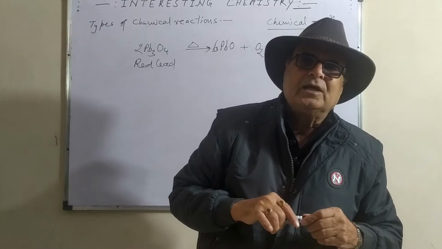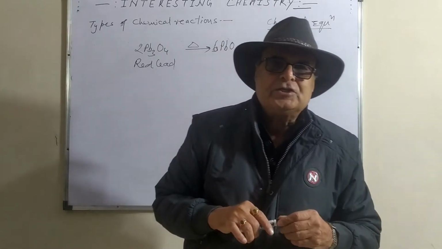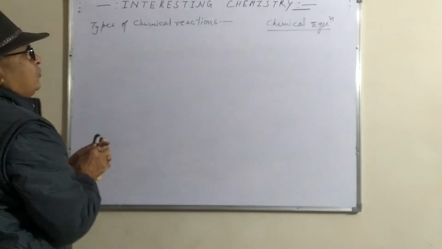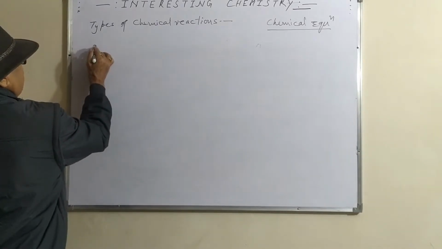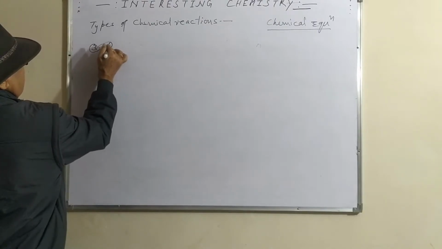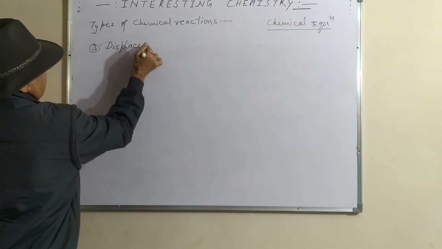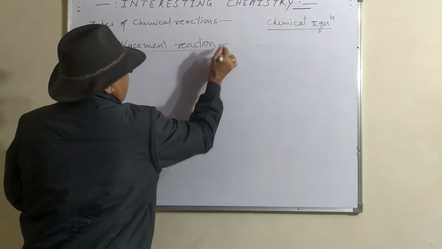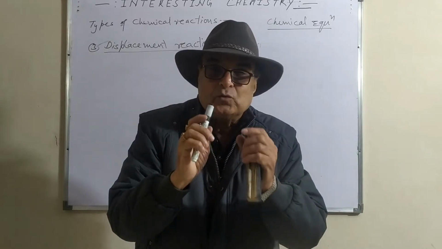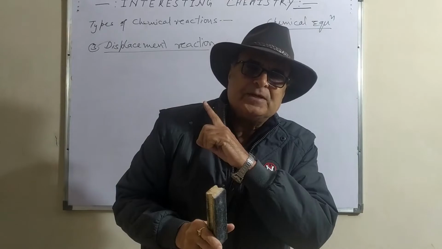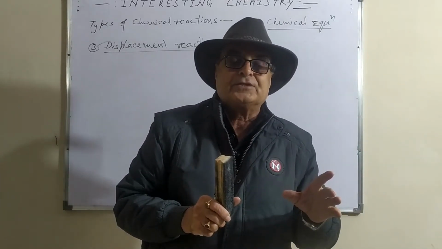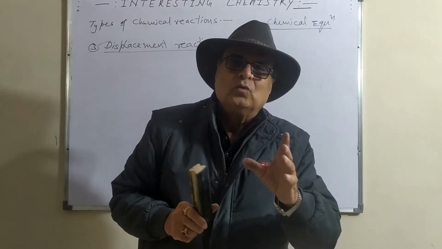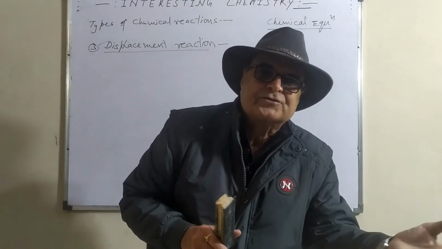Next type of reaction is the displacement reaction. I have told you here the types of the reactions, and now I am telling you about the displacement reaction. Displacement is the third type of reaction. What are the displacement reactions? These two types of reactions, one is displacement and the next is double displacement reaction, will help us to find out the name of products.